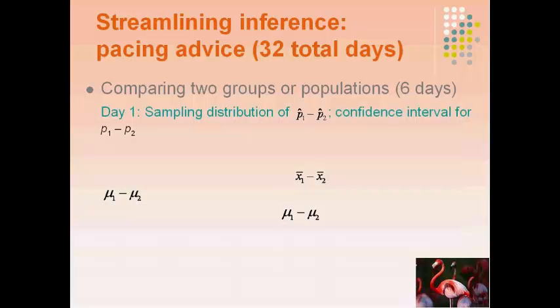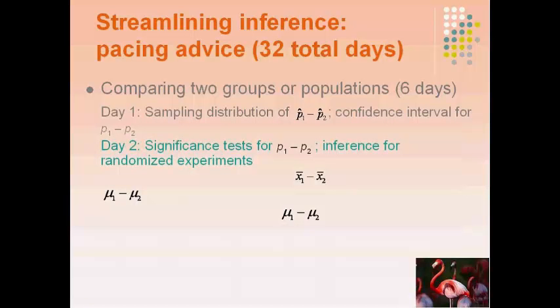So for the math people among us, we can spend a little time deriving things. And then time to do the confidence interval with the 4-step process. Day 2 is totally dedicated to significance tests for the difference between 2 proportions. And I do specifically talk about inference for randomized experiments, separate from inference when you're doing random sampling from 2 independent samples.